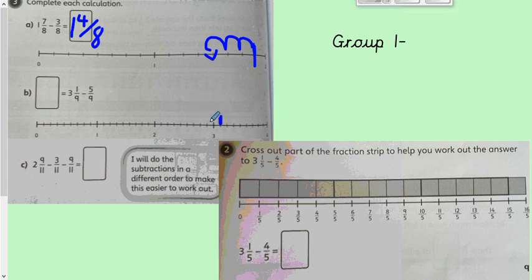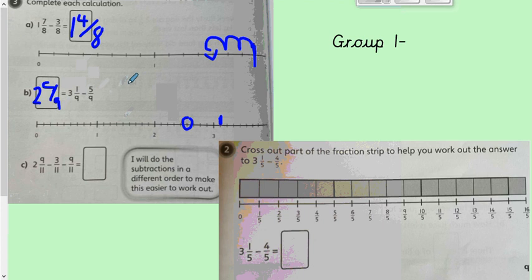So 1, 2, 3, 4, 5. So this would be 2 wholes and 1, 2, 3, 4, 5 ninths. Sorry, I completely lost my train of thought there. 2 and 5 ninths, I think I said.